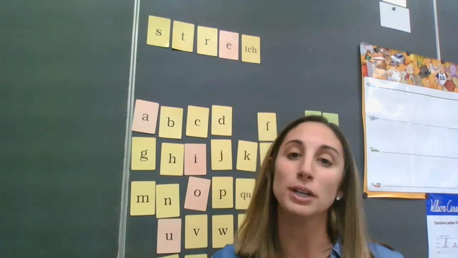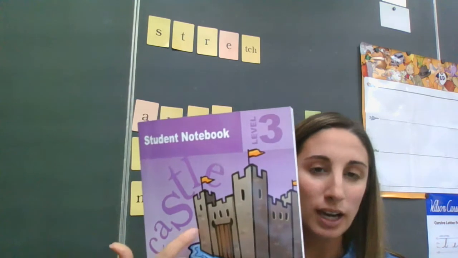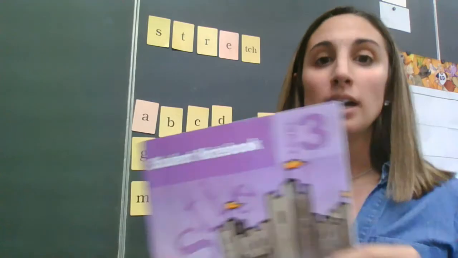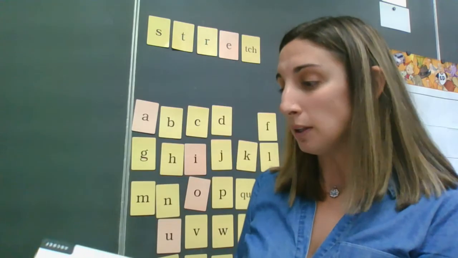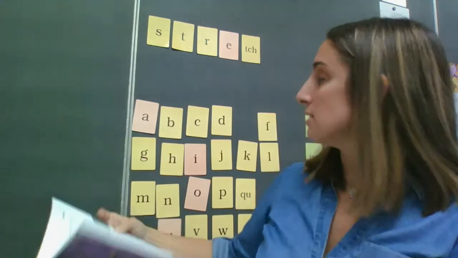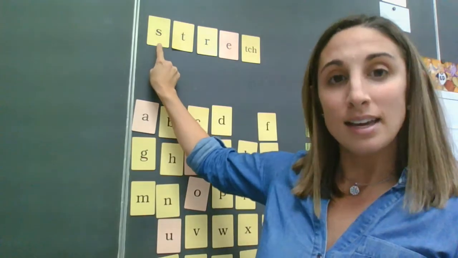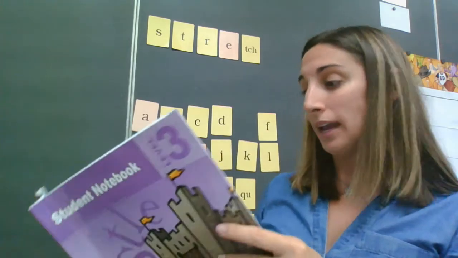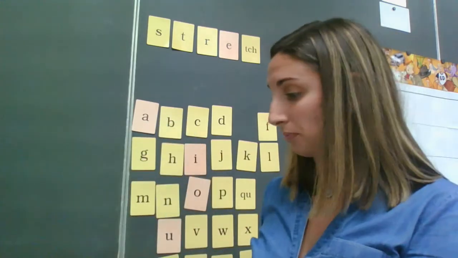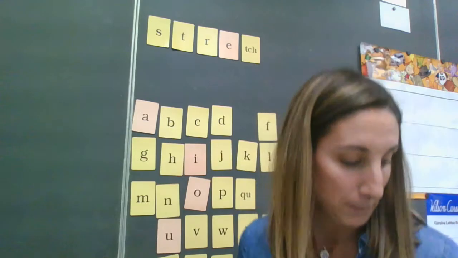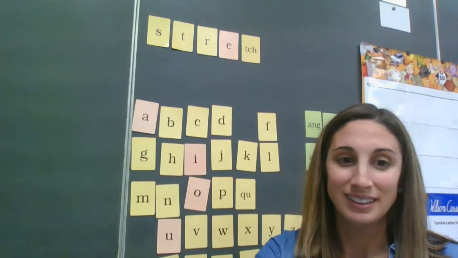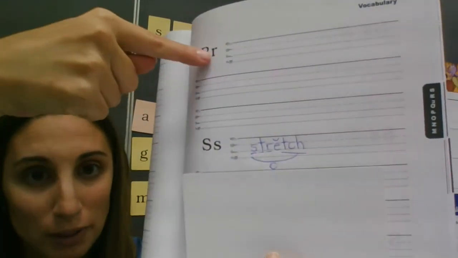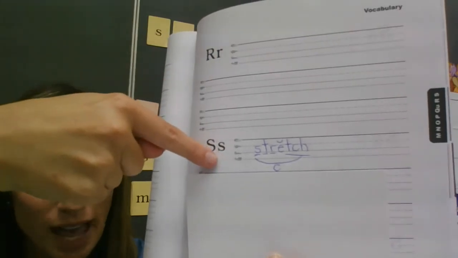Okay, if you have your notebook at home, your student notebook with a castle on the cover, we are going to take a moment and add our word of the day in your notebook. So go ahead to the vocabulary section and you will see, since our word starts with S, go to the first S section, which happens to be on page 75. Find that now? Okay, here is page 75. So notice we're not writing up here for the R. We're going right below it for the first S.